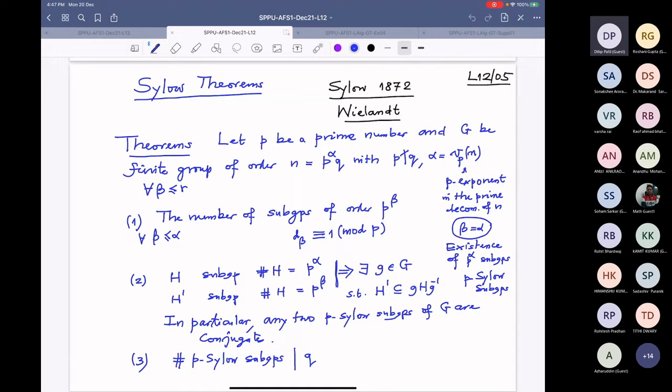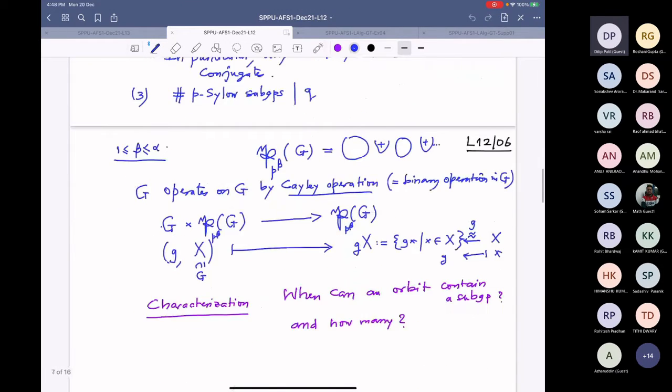And actually we prove a stronger result: for every beta, there will be a subgroup of order p power beta, where beta is less than or equal to alpha, and alpha is the highest exponent of p that divides the order n. That highest exponent is also denoted by v_p(n). That is the notation which comes from elementary number theory. All right. So as I said, this is the plan.